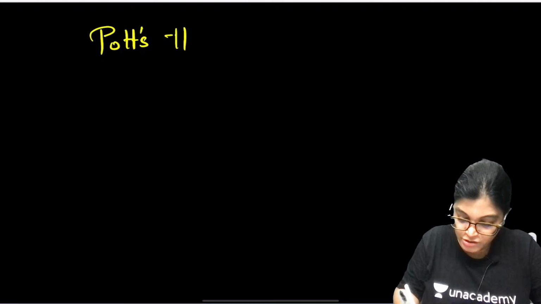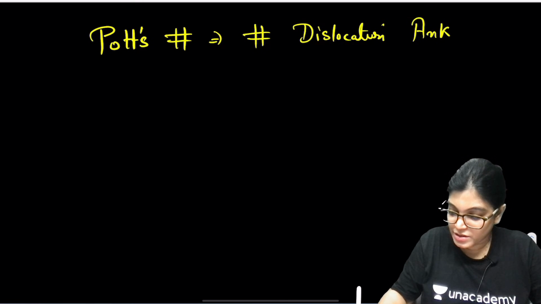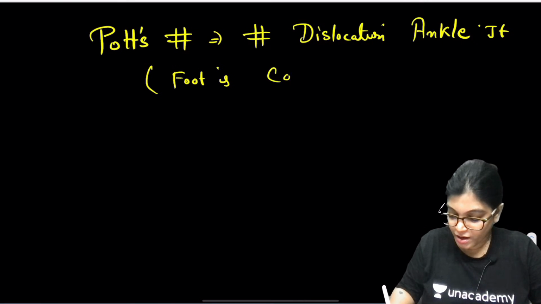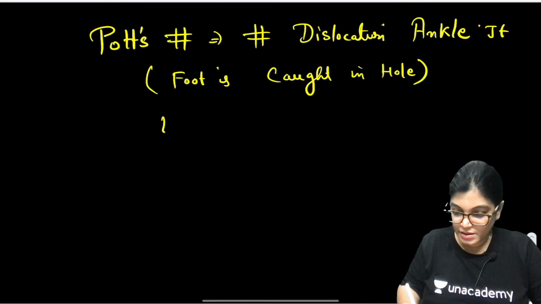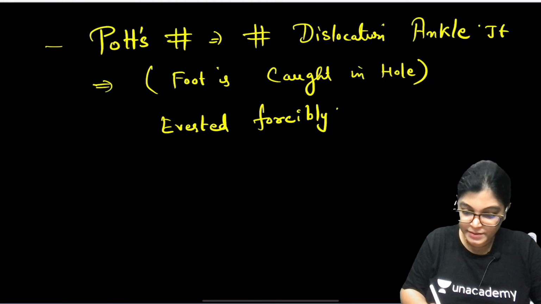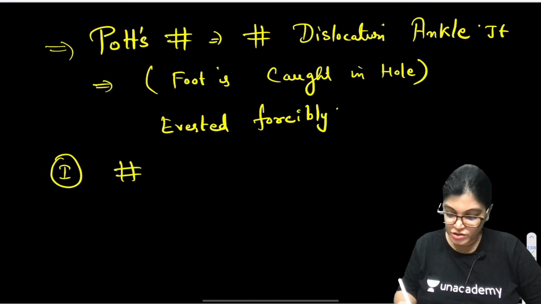So, write down stages of Pott's fracture. Write down the heading Pott's fracture. It is a fracture dislocation of the ankle joint, and in this condition the foot is caught in a hole and is forcefully everted.